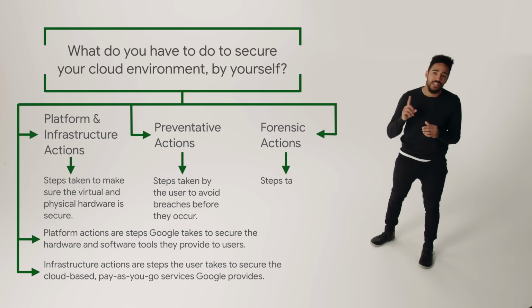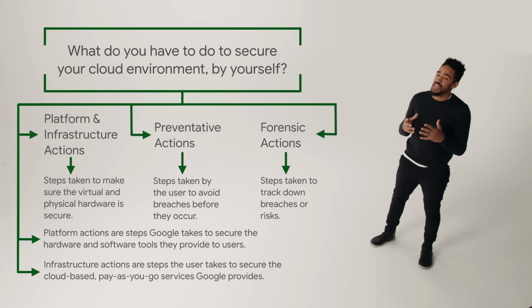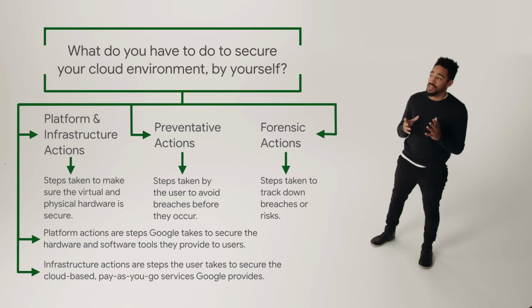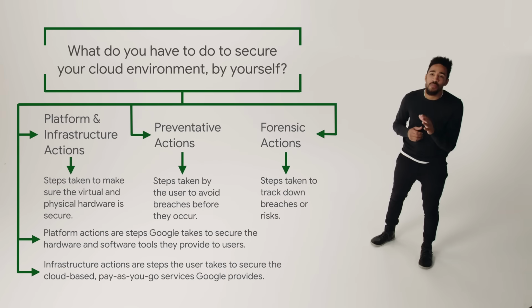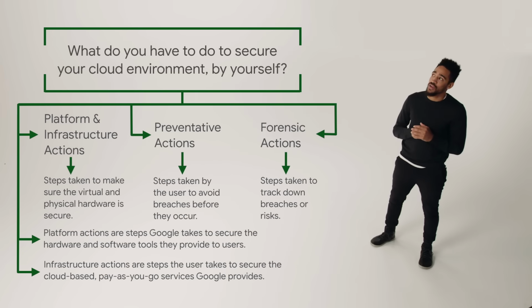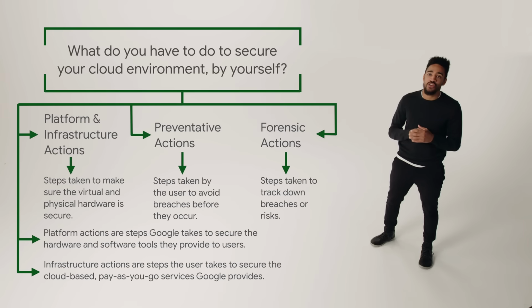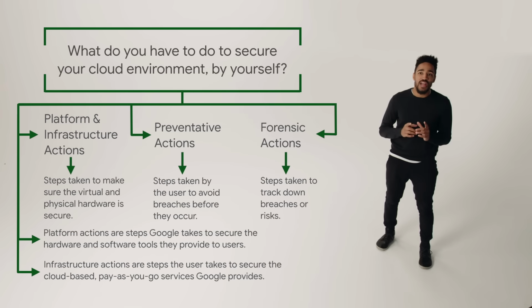And then there are forensic actions. These are the steps you take to track down breaches and stop them quickly, or ideally, to identify and stop malicious behaviors before a breach ever even occurs. One of the main practices here is logging and monitoring. By logging activity within your system and setting up automatic and manual monitoring of that data, you can be alerted of suspicious activity before it's too late. Here again, Google Cloud provides tooling to help customers monitor their environments. That's it. That's the answer to Brad's question.